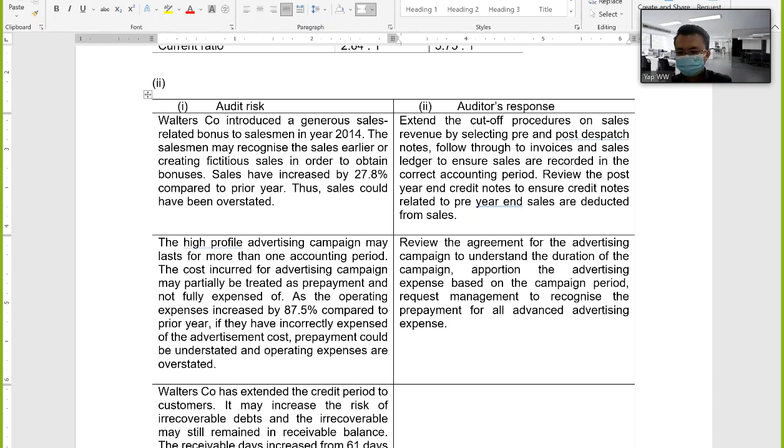Okay. We don't explain like change the financial statements to recognize prepayment. No, because you cannot change the accounts. You are the auditor. You are not the manager. Okay, you are not the management.